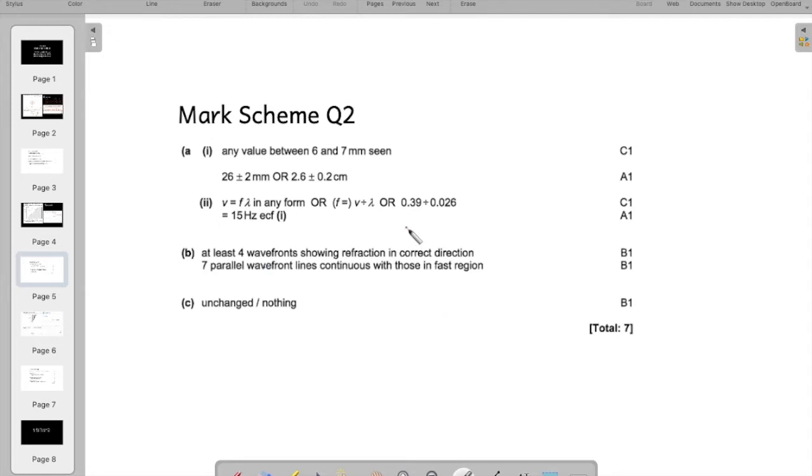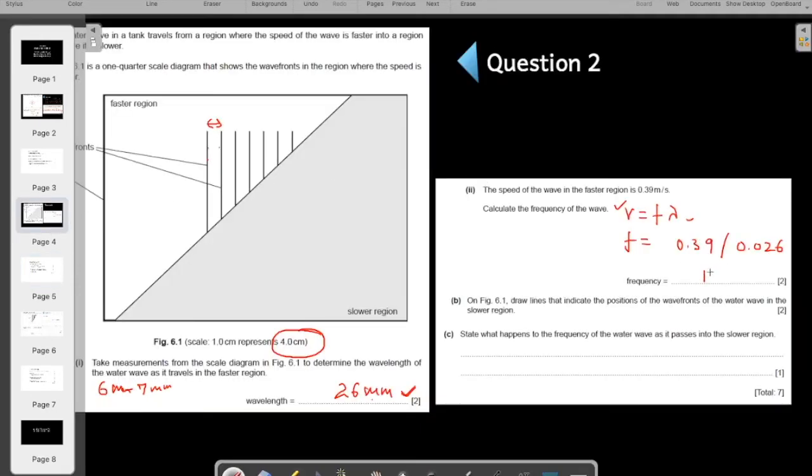Let's look at the mark scheme. They have also done the same thing, and the frequency comes out to be 15 Hertz. If you look at this question, it's a 2-mark question. So a good practice to follow is that you start with the formula. Either you write the formula this way or this way, you get 1 mark for that and the other mark for the correct answer. If your final answer is not correct, but your formula is correct, you'll still get 1 mark. So that's why it's a good practice to write the formula. So the answer should be 15 Hertz.